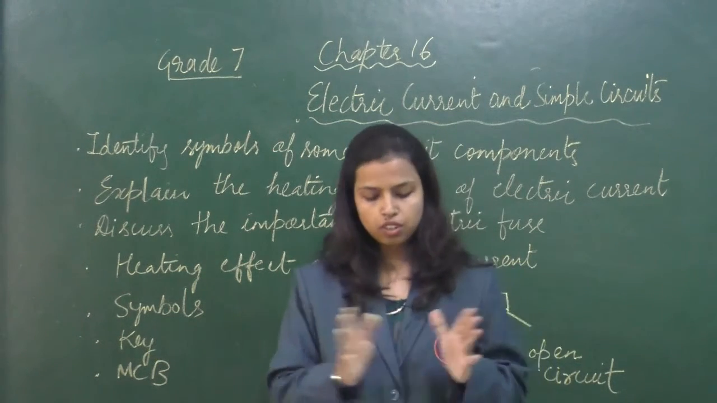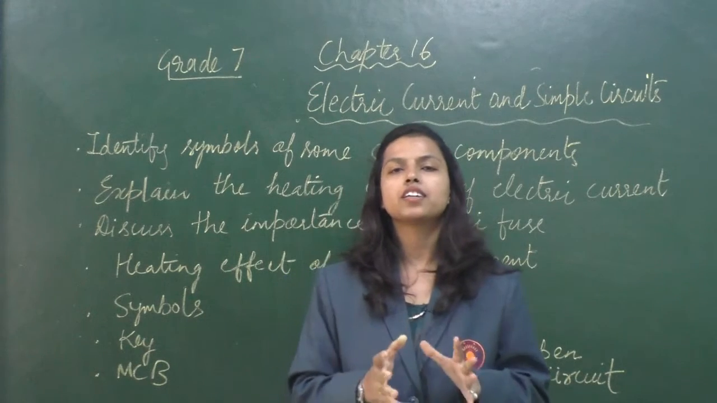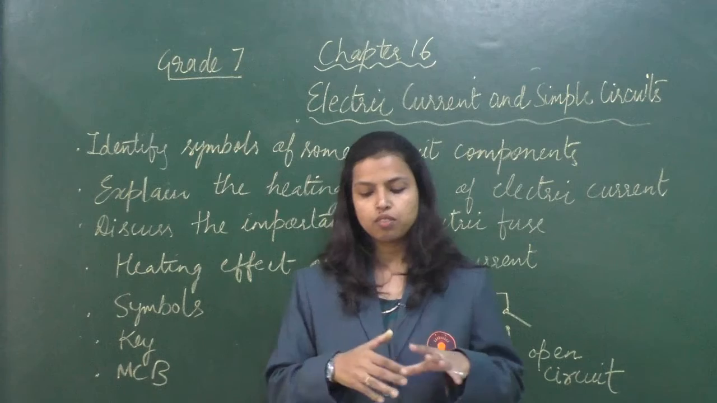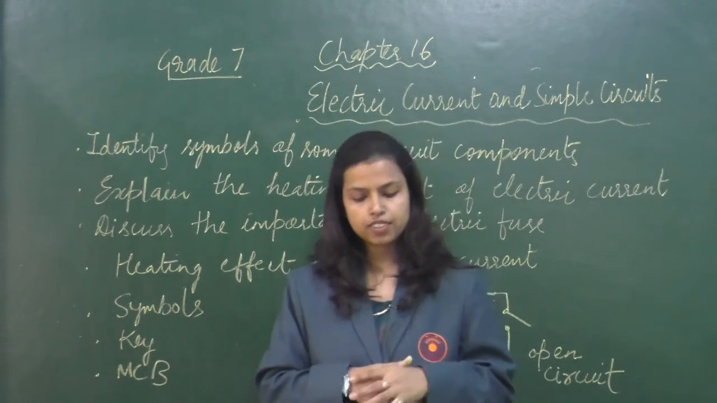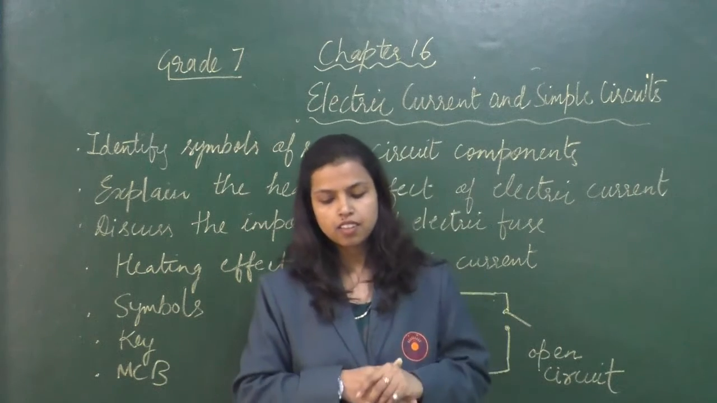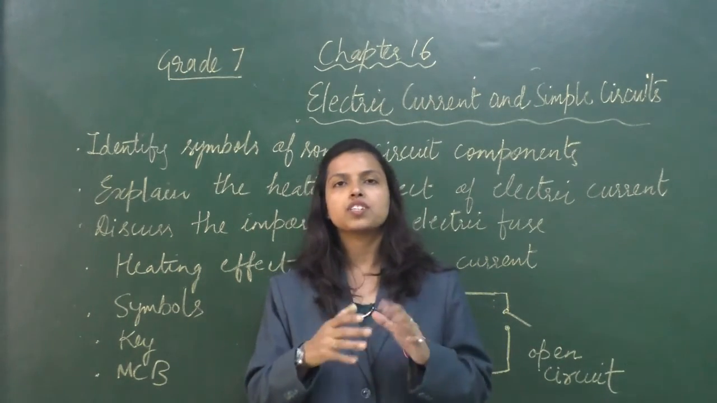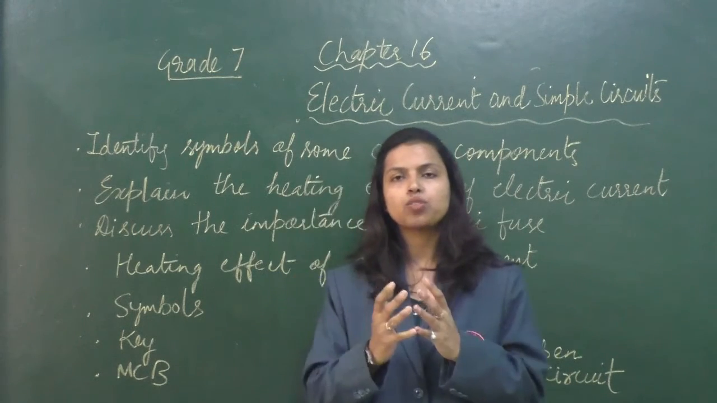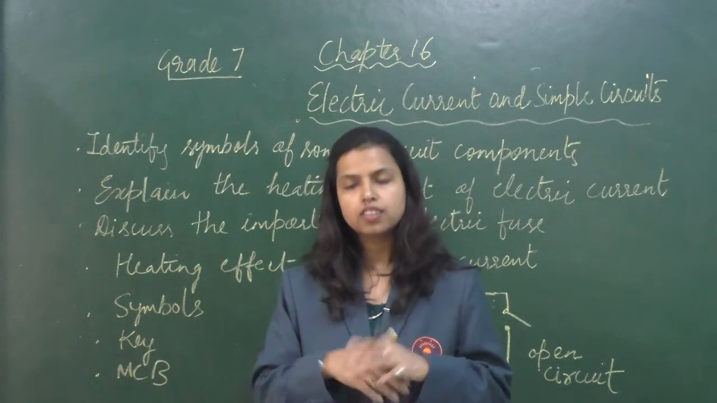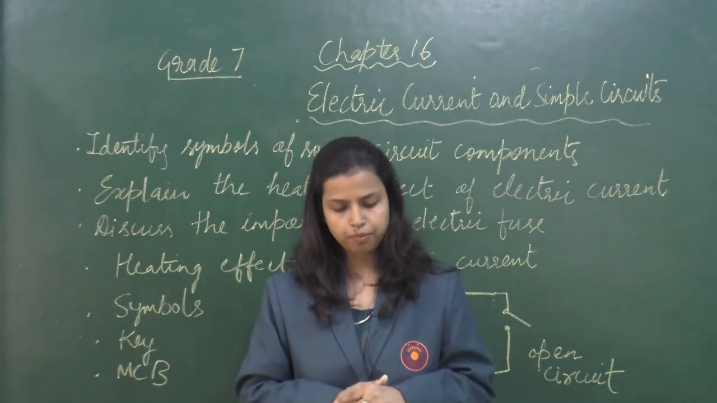Now switch or key. The combination of two or more cells is called a battery, right? And certain machines work on batteries, like torches, wall clocks, watches, TV remotes, etc. So a key makes or breaks the connection in a circuit. When the switch is on, the circuit is closed and then the current flows. When the switch is off, the circuit is open and it breaks the flow of the current.